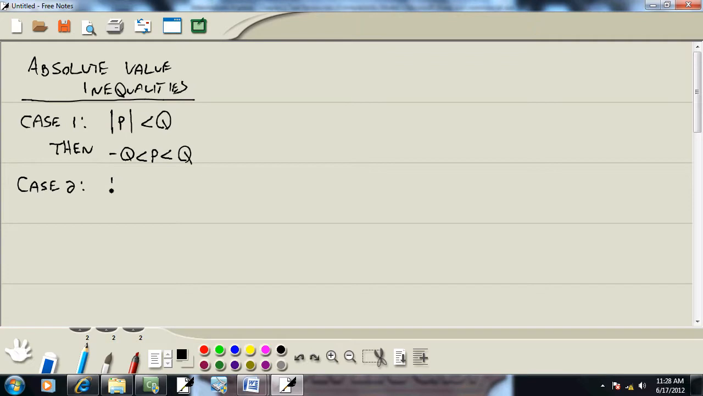Case two, if you have the absolute value of something is greater than something else. What symbols here determines which one you use, whether it's a less than or greater than. Then we're going to have P is less than negative Q, or P is greater than Q. Now this does not mean you can pick one or the other. You have to do both of these for this formula.